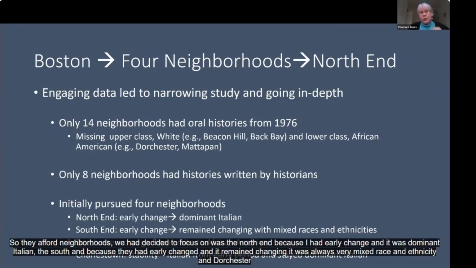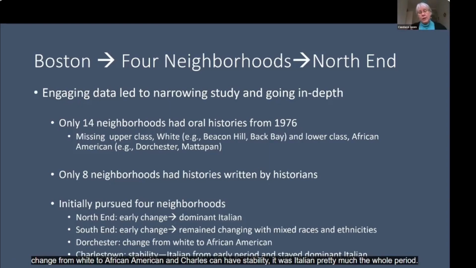So the 4 neighborhoods we had decided to focus on were the North End, because it had early change and was dominantly Italian; the South End, because it had early change and it remained changing, always very mixed race and ethnicity; Dorchester, which changed from white to African American; and Charlestown, which had stability. It was Italian pretty much the whole period.